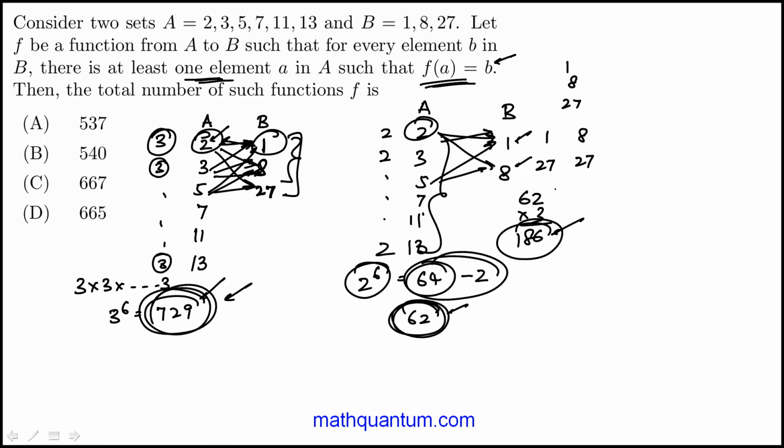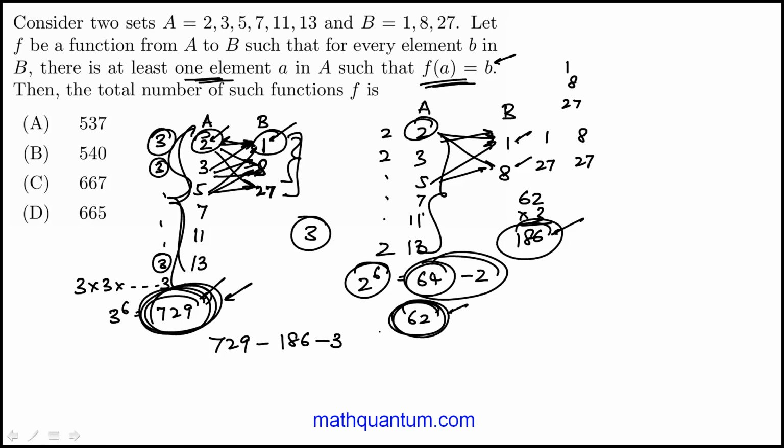So 186 is the number of ways where not all elements in B are being mapped to A. And that's what I'm doing, subtracting that from that total. Now, of course, we also have the case where all of these elements are mapped to only one of these. And that's going to be 3, because you can map all 6 to 1, or all 6 to 8, or all 6 to 27. So I have to subtract that as well.